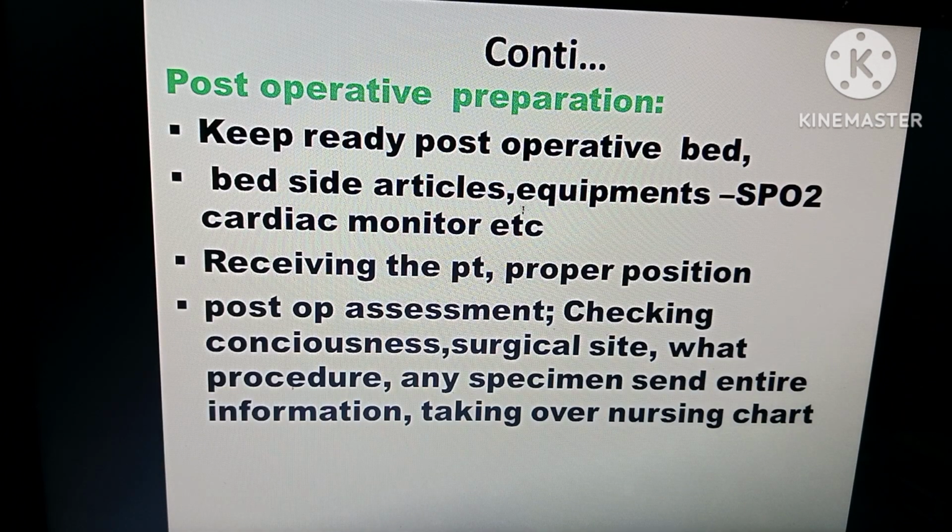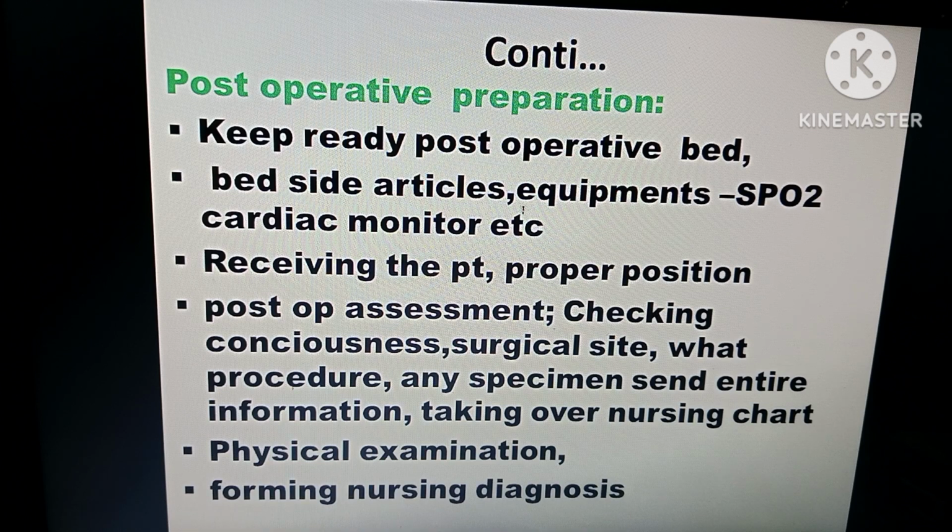Then post-op assessment: checking consciousness, surgical site for any bleeding, any tubes put, any drainage, suture lines, how many sutures are there, whether the sutures are intact or not, what procedure exactly was done in the OT, whether blood transfusion was done, whether any complication occurred in the OT, or any specimen sent. So take entire information as well as take over the nursing chart from the OT nurse, and do physical examination head to foot, and according to that form the nursing diagnosis.